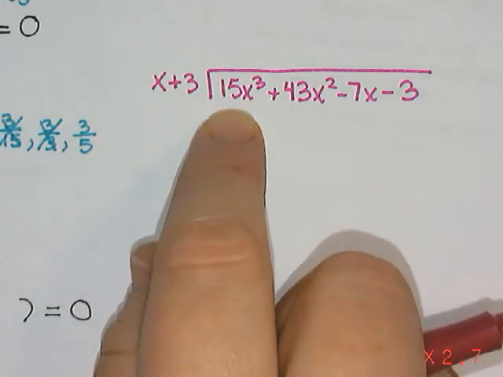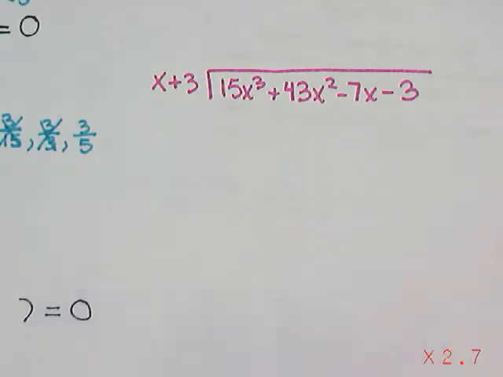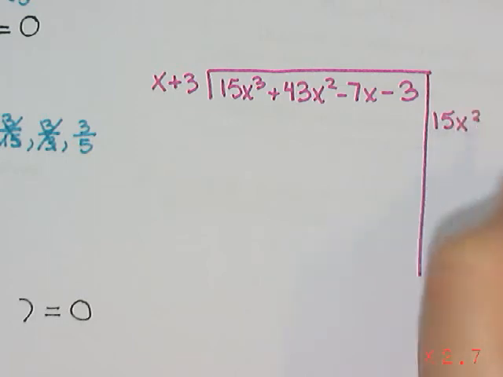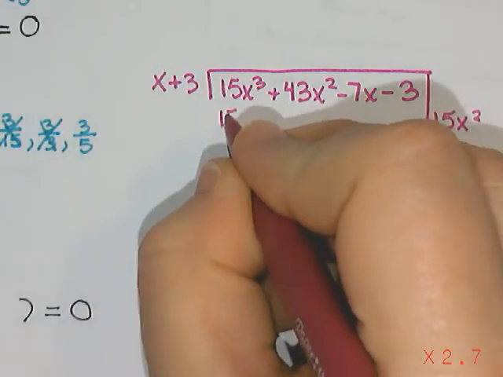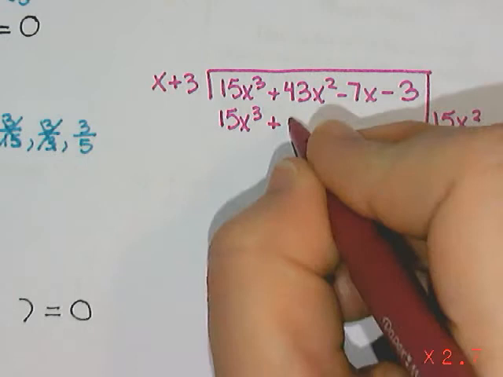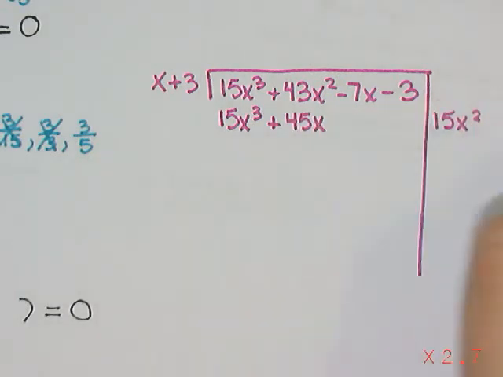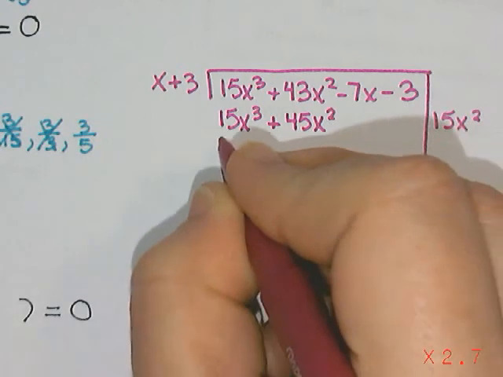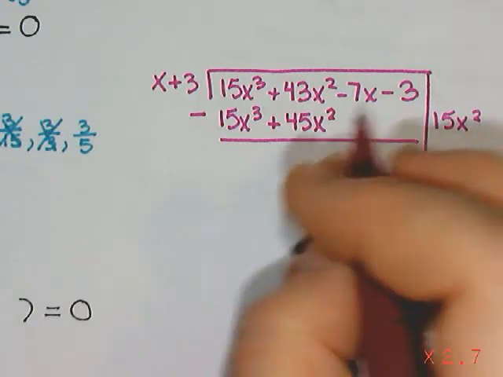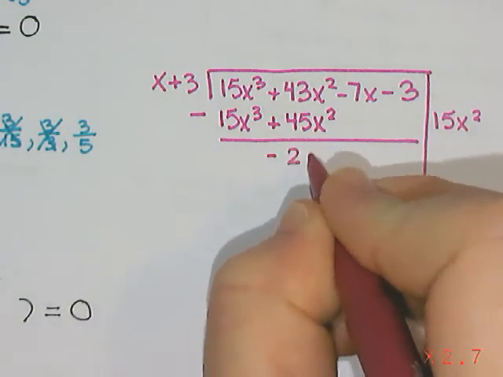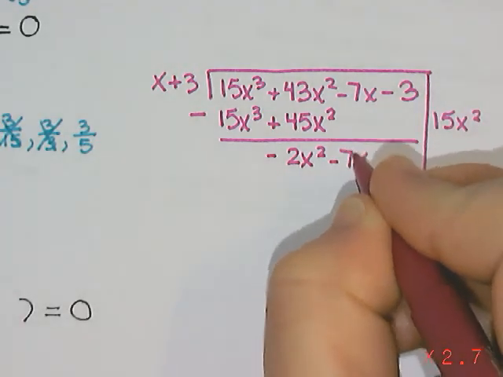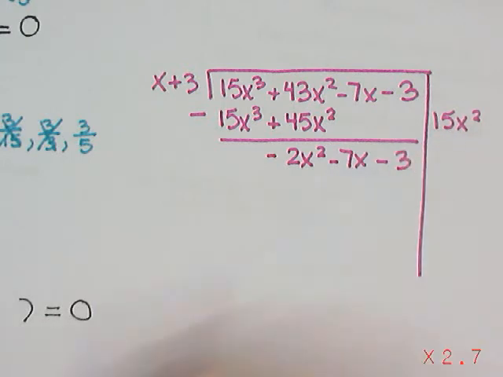So I'm going to do x into 15x cubed. So that would go in 15 and then x squared times. So 15x squared times x is 15x cubed. 15x squared times 3 is 45x squared. And then I subtract. 15 minus 15 is 0. 43 take away 45 is negative 2x squared. And then negative 7x take away nothing is negative 7x. And negative 3 take away nothing is negative 3.